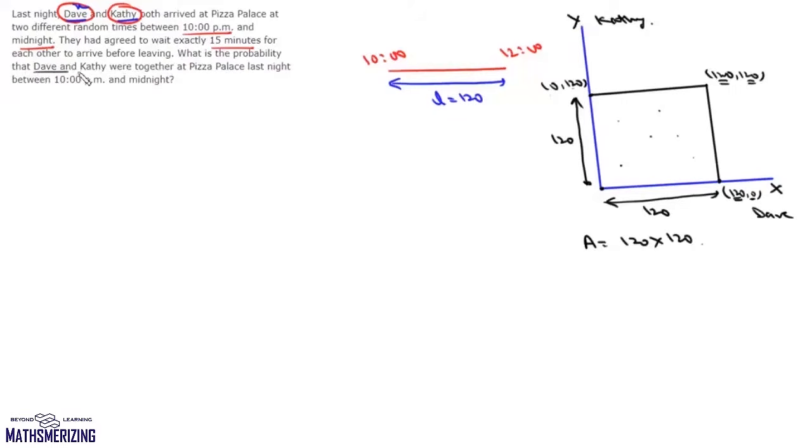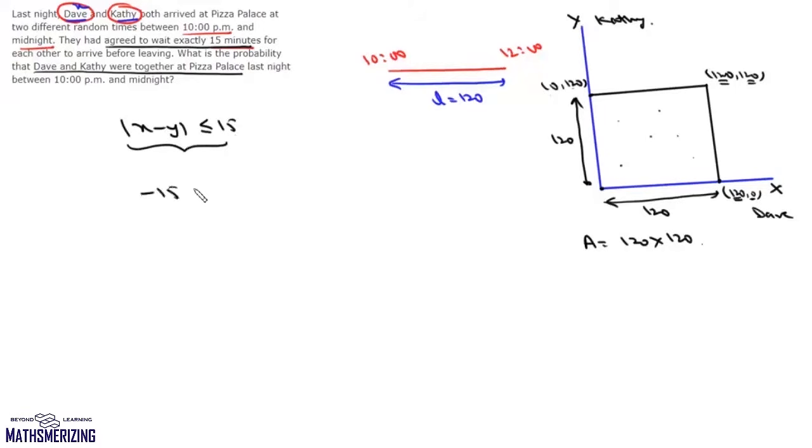Now it says they had agreed to wait exactly 15 minutes for each other to arrive before leaving. Now what is the probability that they were together at Pizza Palace? Now they'll be together if and only if the difference between their times of arrival is 15 or less than 15, because they have agreed to wait exactly 15 minutes, not beyond that. So our favorable case will be when the value of x minus y is less than or equal to 15. So if their times of arrival are spaced 15 or less, then they'll be together. And if it is greater than 15, then they'll not meet. So we have to find this probability that they were together. That means this mod of x minus y should be less than 15.